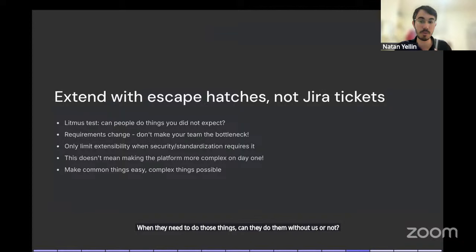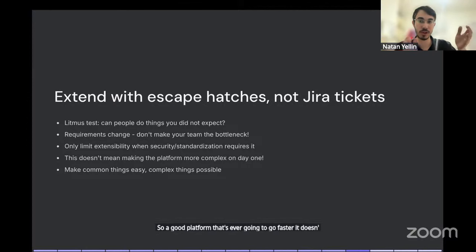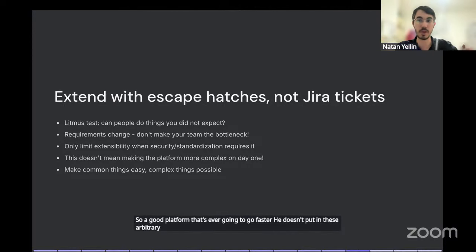And if they will be dependent on us and they will have to open Jira tickets and we will have to go off and support it, you will never be able to support that at scale. And you will always be chasing your tail and always chasing the requirements. You will be slowing the developers down instead of helping the developers go faster. So a good platform lets everyone go faster. It doesn't put in these arbitrary limits that stop people from moving without you.